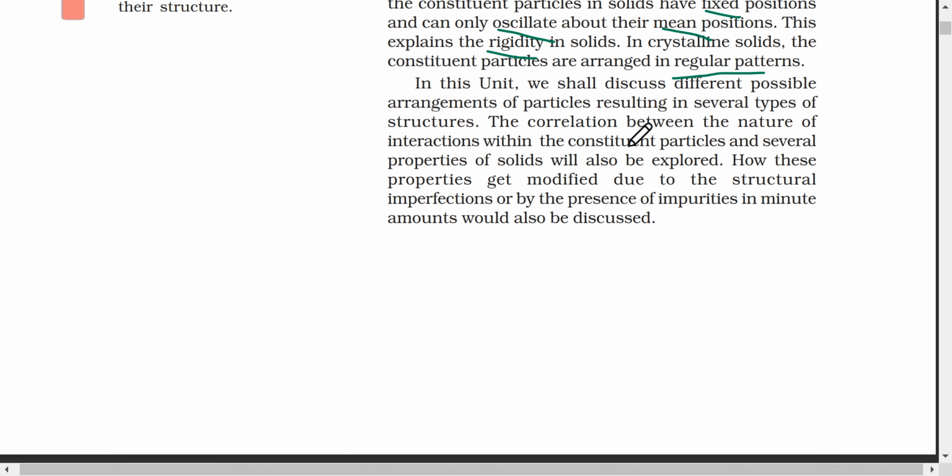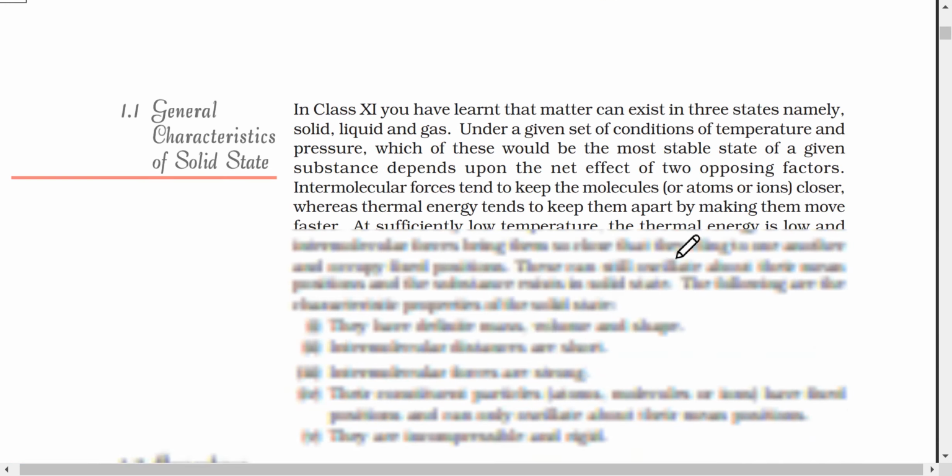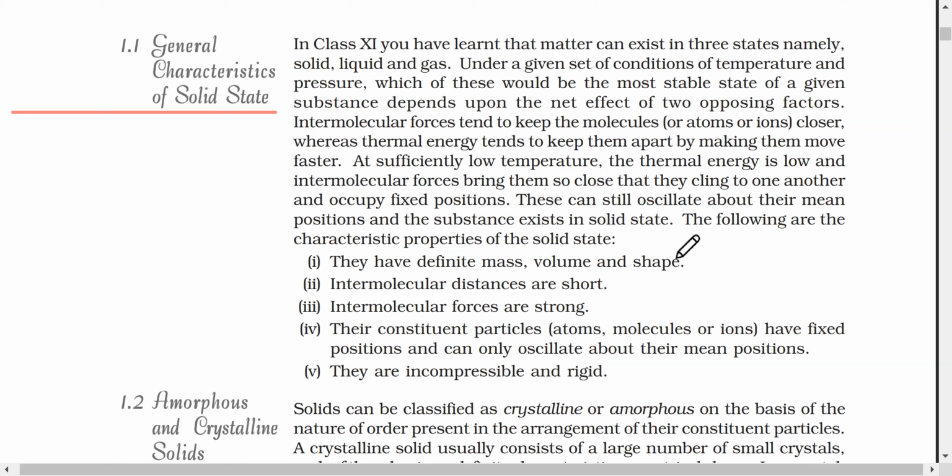In this unit, we shall discuss different possible arrangements of particles resulting in several types of structures. The correlation between the nature of interactions within the constituent particles and several properties of solids will also be explored. How these properties get modified due to structural imperfections or by the presence of impurities in minute amounts would also be discussed. So, basically, in this lesson we'll discuss the various ways you can arrange the particles in solids, what the molecular forces are, how they're put together, and what happens if there are impurities in the solids.